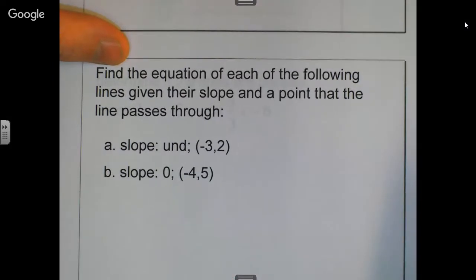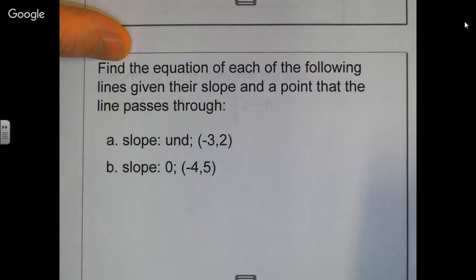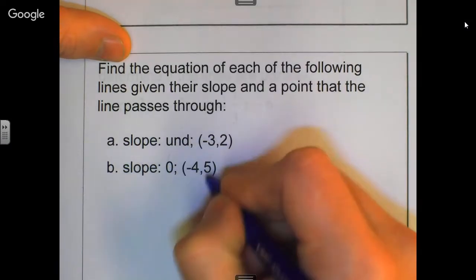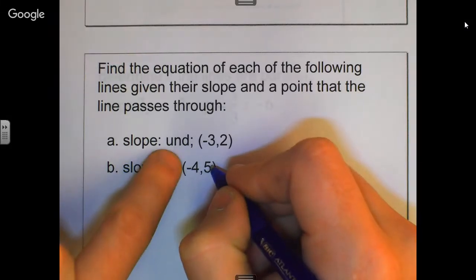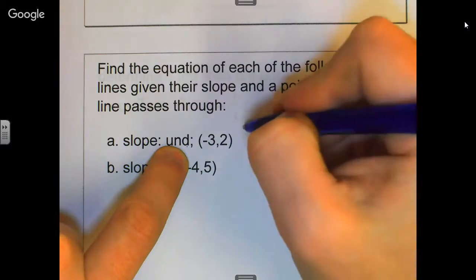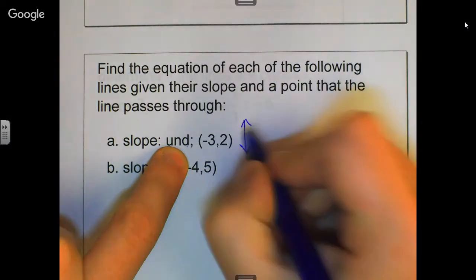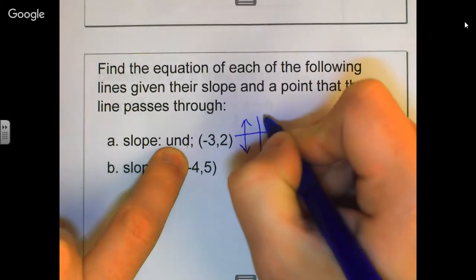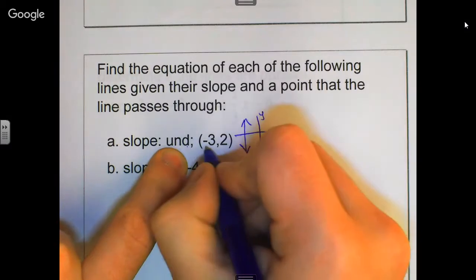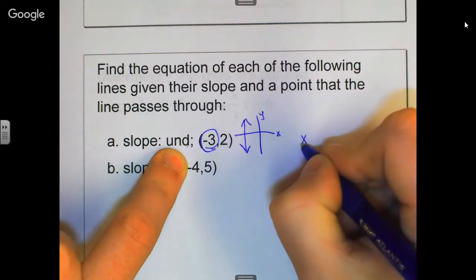Find the equation of the following lines given their slope and a point that passes through that line. So here's our slopes, and then here's the point it crosses. We said earlier that if I have an undefined slope, that is a vertical line, and the vertical line has to cross your x-axis. Okay? Well, where is it going to cross this x-axis? Exactly on the x that I gave you here. So we'll say x is minus 3.